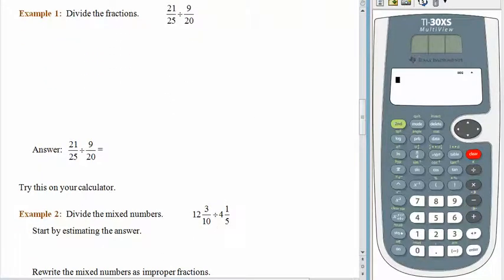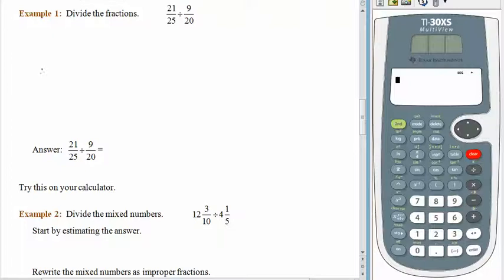Here we go. Let's divide 21/25 by 9/20. 9/20 is kind of small compared to 21/25, so we might expect it to go in there at least once, maybe twice, maybe only once and part of the way. Let's see what happens. The very first thing we need to do is change the division to multiplication, and then change that second fraction to its reciprocal.